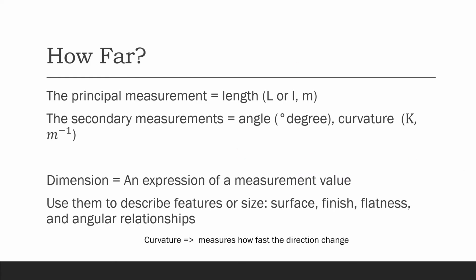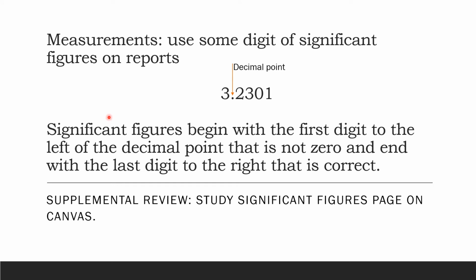All right, next one. Measurements. You have some measurements right here, and this is your value, in decimal. I have 4 decimals after the decimal point: 1, 2, 3, 4. I have 3.2301. That's my measurement.